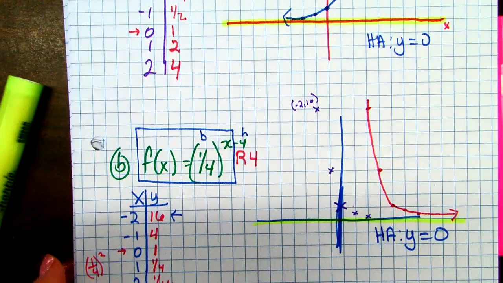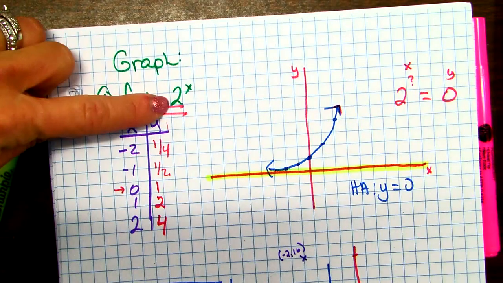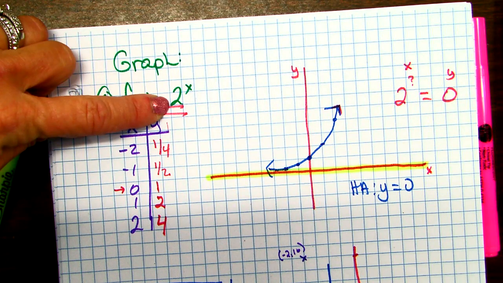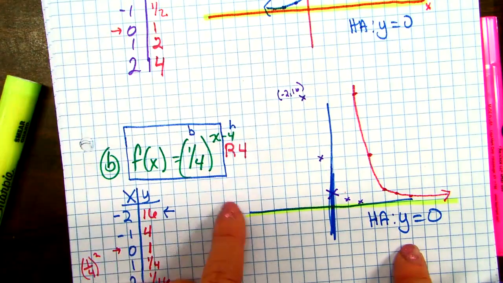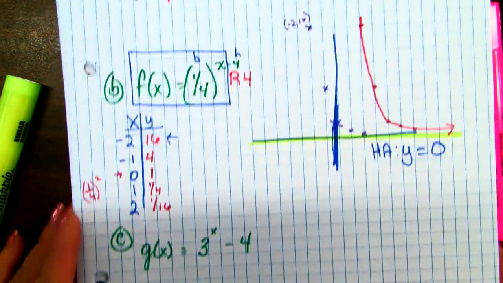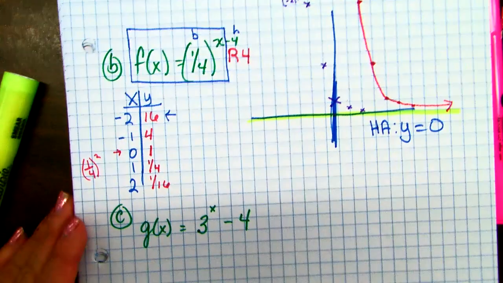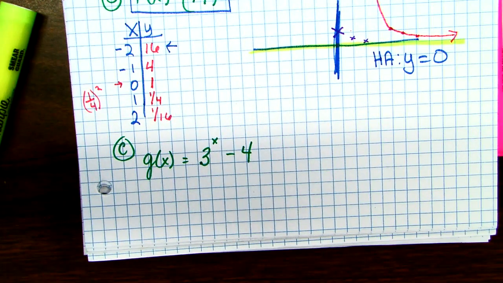So what we just learned is that whether our base is a whole number like 2, greater than 1, or a fraction, our asymptote was y equals 0. Even throwing in a right or left didn't change our asymptote. You might be able to guess now that what would change our asymptote is if we go up or down.